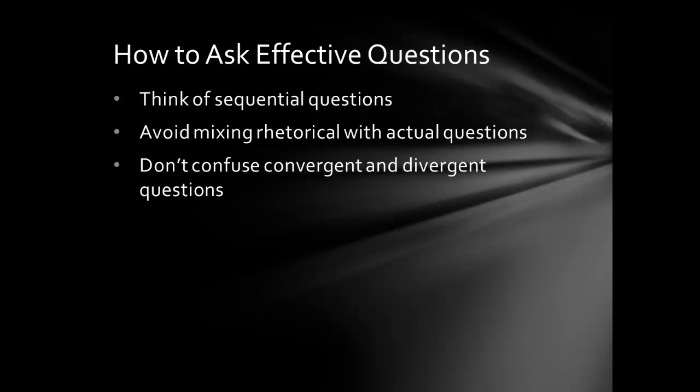So if you're asking a divergent question, instead of saying, why were Jesus' enemies opposed to him? You might say, what are several reasons Jesus' enemies were opposed to him? So you're giving a clue here that you're looking for several answers.